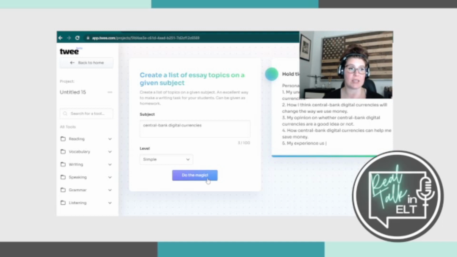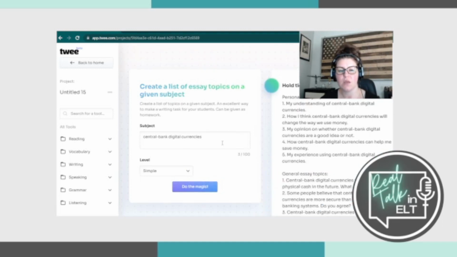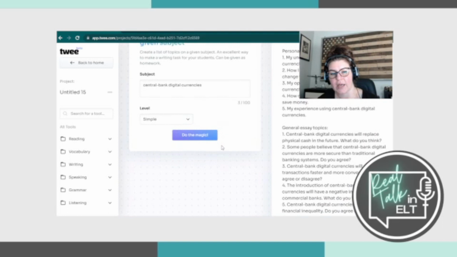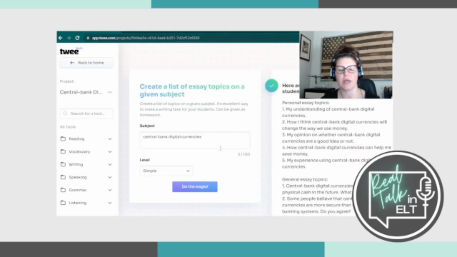Personal essay or essay topics. So it comes in two categories. Yep, two categories. We've got personal essay topics and general essay topics. The personal essay topics would be: my understanding of central bank digital currencies, how I think central bank digital currencies will change the way we use money, my opinion on whether central bank digital currencies are a good idea or not, how central bank digital currencies can help me save money, and my experience using central bank digital currencies. So those are all personal topics.